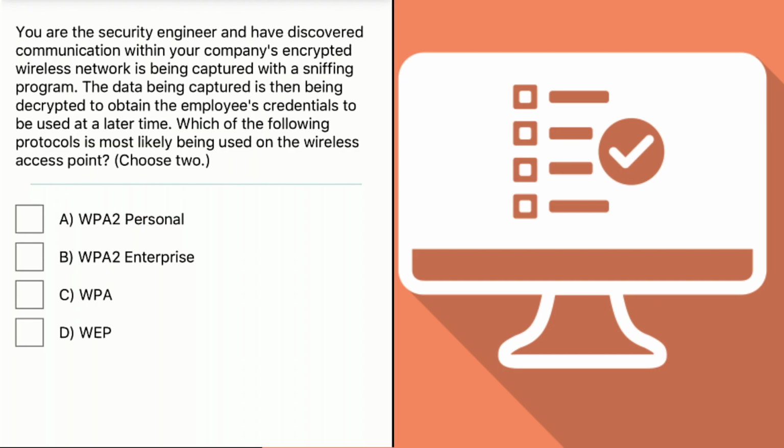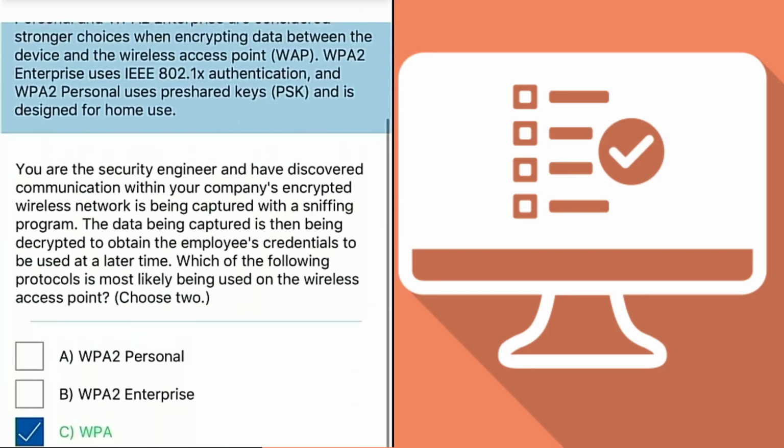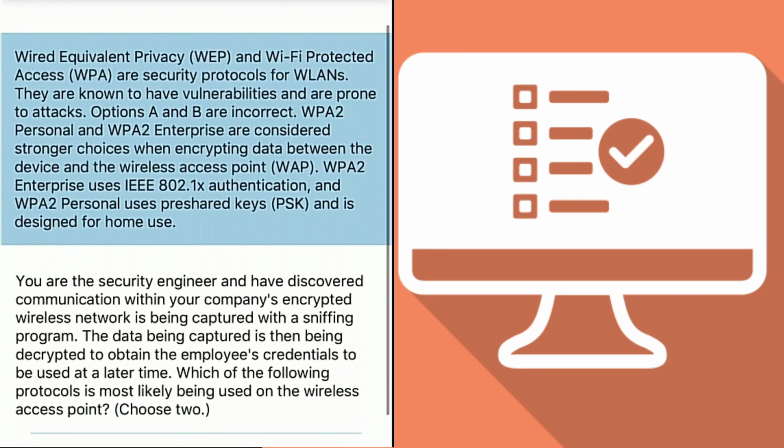Alright. Let's choose WPA and let's see if that's correct. Yes, it's correct. Wired Equivalent Privacy and Wi-Fi Protected Access are security protocols for WLANs. They are known to have vulnerabilities and are prone to attack. So that's the reason. All right, and that's it for now.